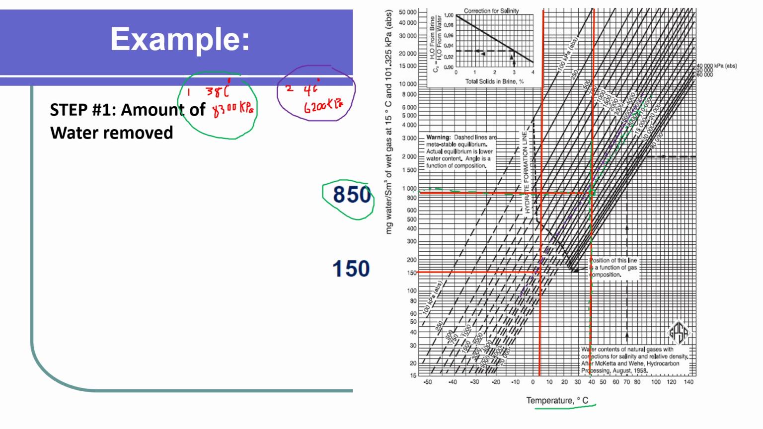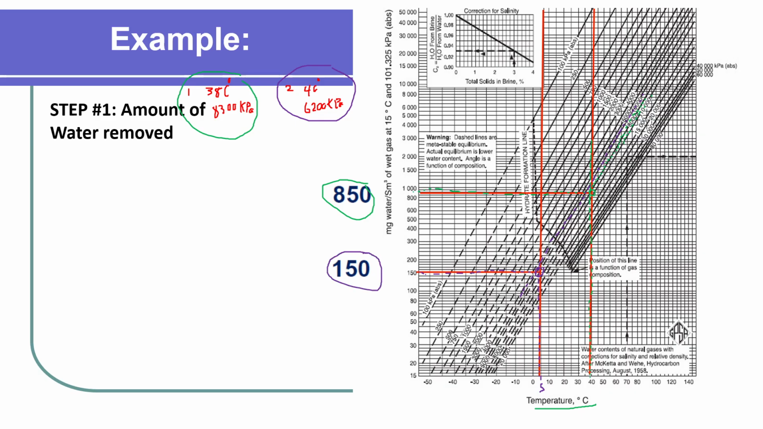And the temperature of 40 degrees Celsius will be approximately here, because this is the 5 here. You can see that this is 5, so this is the 4. I'm going to go vertically this way, and it hits exactly at this point. So I'm going to read approximately a value of the water in the gas stream equivalent to 150.